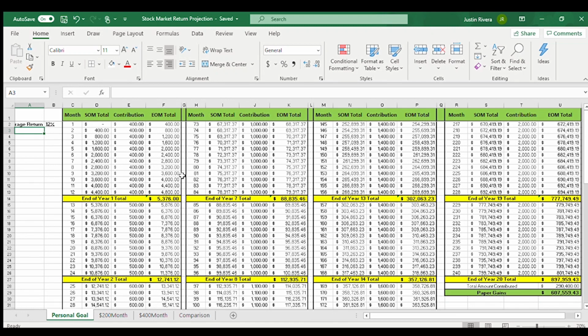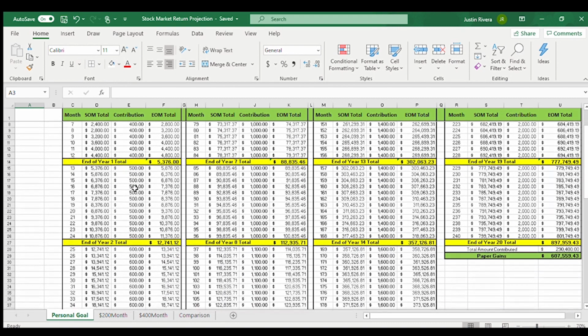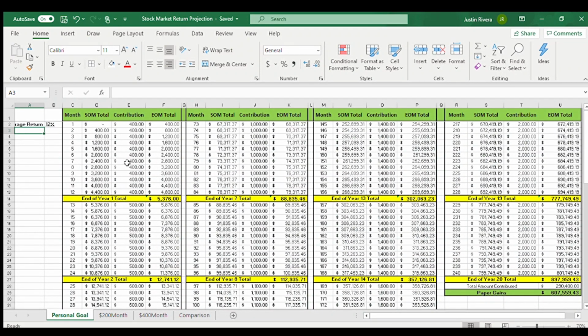So looking at the spreadsheet that I've created, we have every month over a 20-year period outlined. What we're looking at is my personal goal spreadsheet, and as you can see on the bottom, I've got the $200 per month and $400 per month spreadsheets as well, just to show what the potential returns are depending on how much you invest. I won't dive too far in depth, but there will be a link in the description to this spreadsheet so you can use it and adjust your contributions however you want.